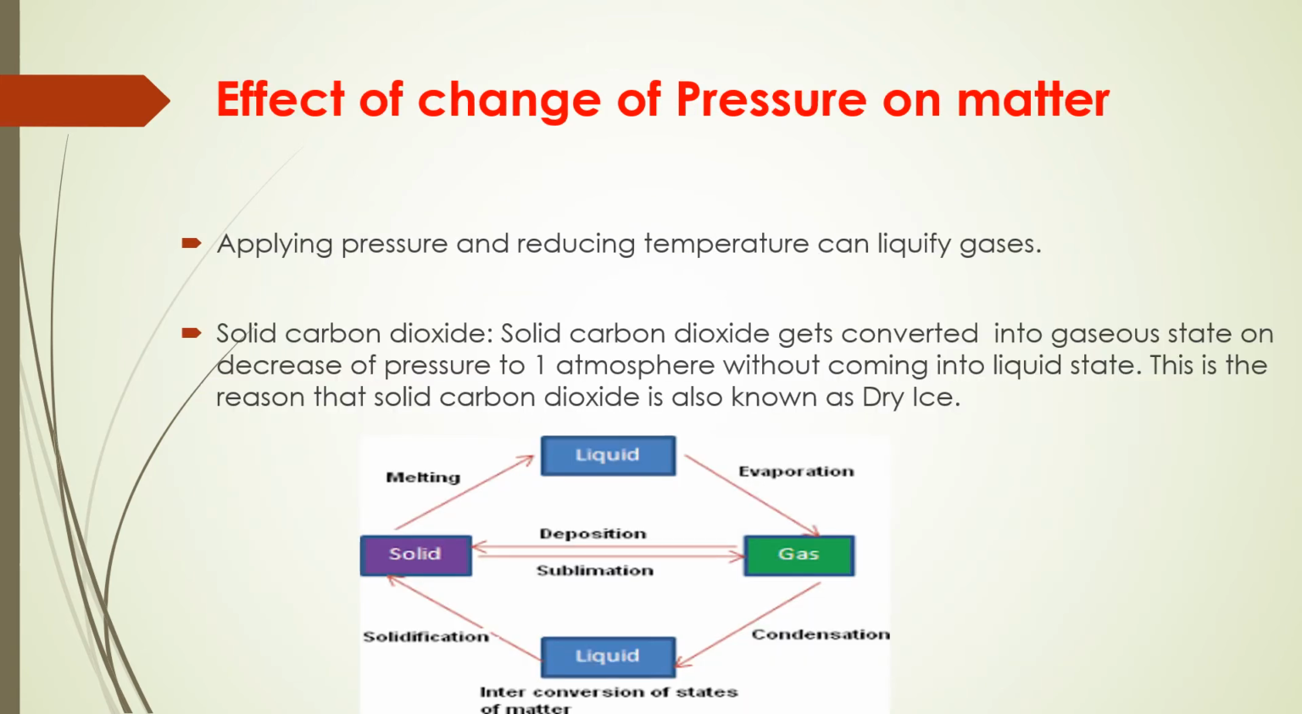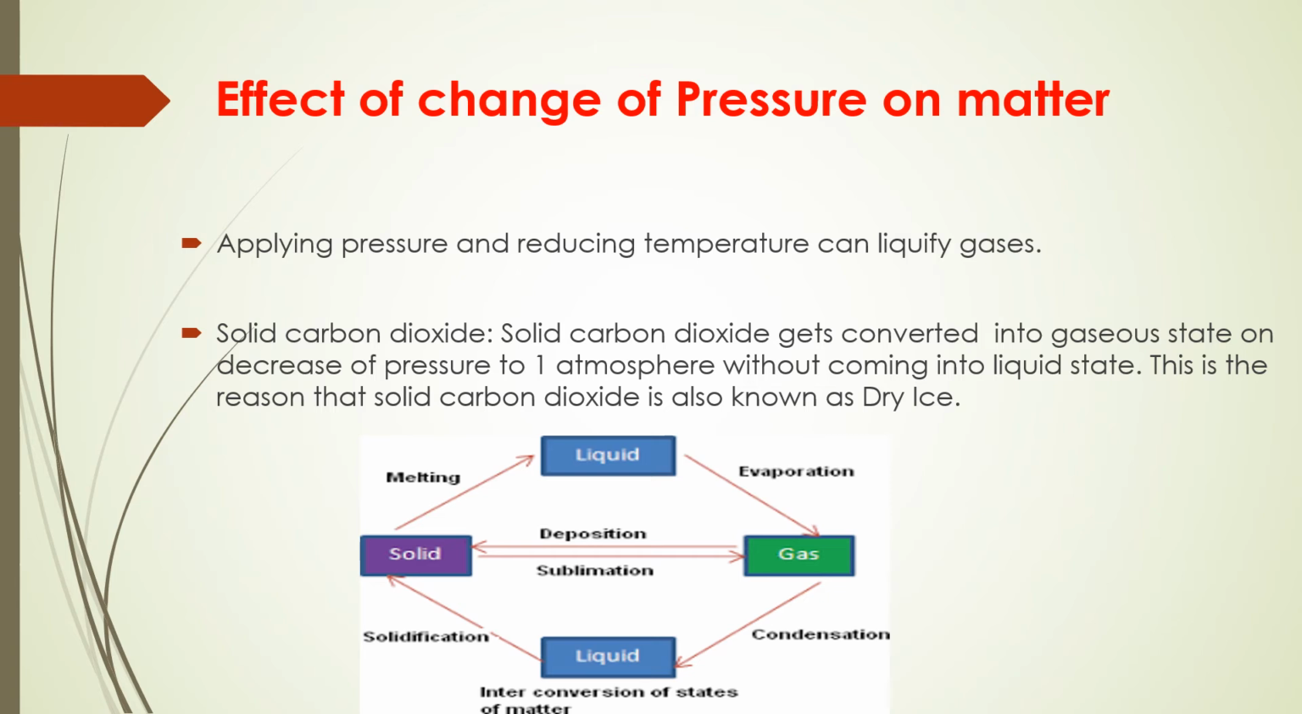Effect of change of pressure on matter. Applying pressure and reducing temperature can liquefy gases. Solid carbon dioxide gets converted into gaseous state on decreasing the pressure to 1 atmosphere without coming into liquid state. This is the reason that solid carbon dioxide is also known as dry ice. Here is a figure which shows the interconversion of states of matter.